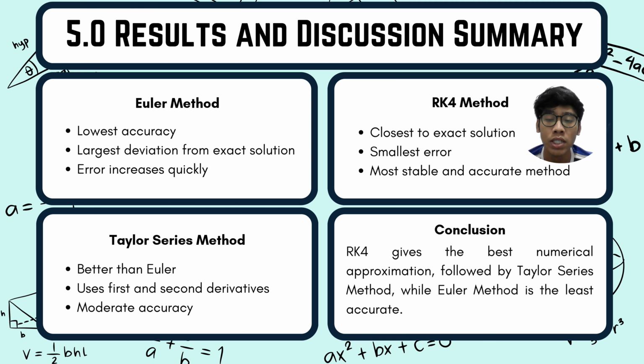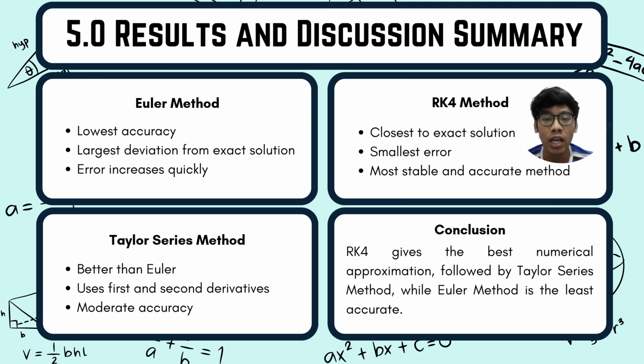Comparison of results. The numerical solution is compared with the exact solution at each step. RK4 produces values closest to the exact solution. The Taylor series method shows moderate accuracy. The Euler method generates larger errors. Graphical analysis. The RK4 curve almost overlaps the exact solution throughout the interval. The Taylor series method follows the exact solution closely with minor deviation. The Euler method gradually diverges from the exact solution as the step number increases.